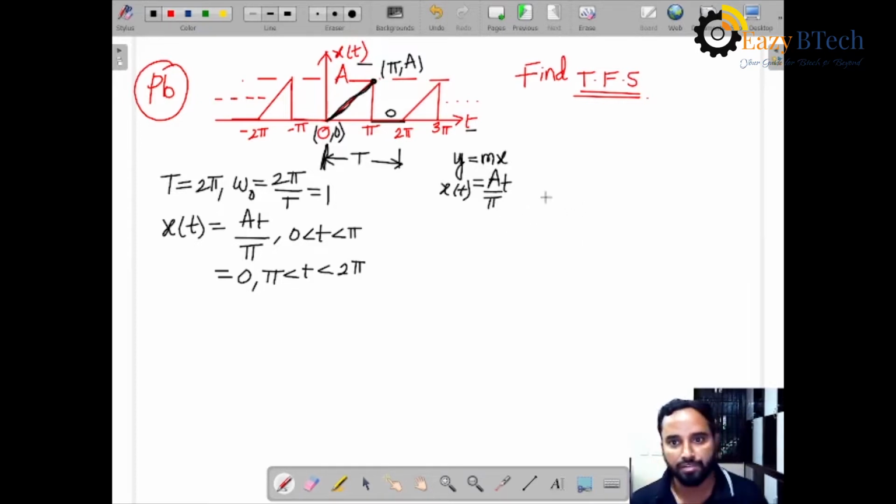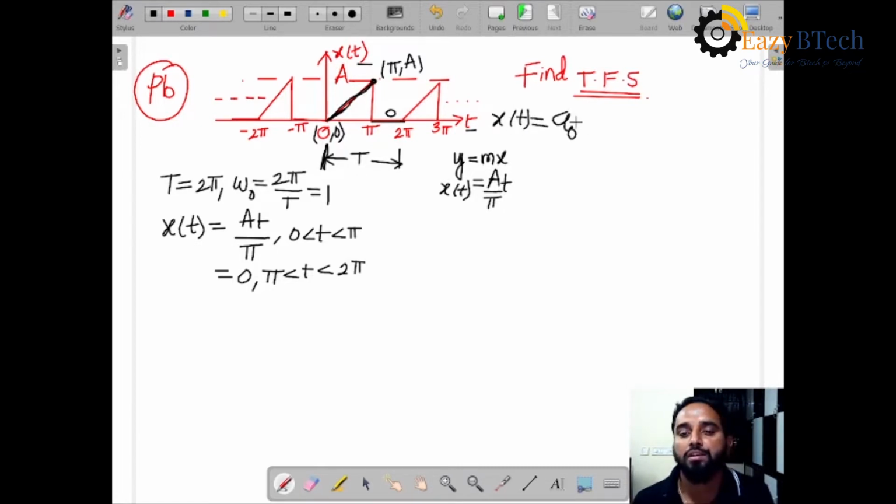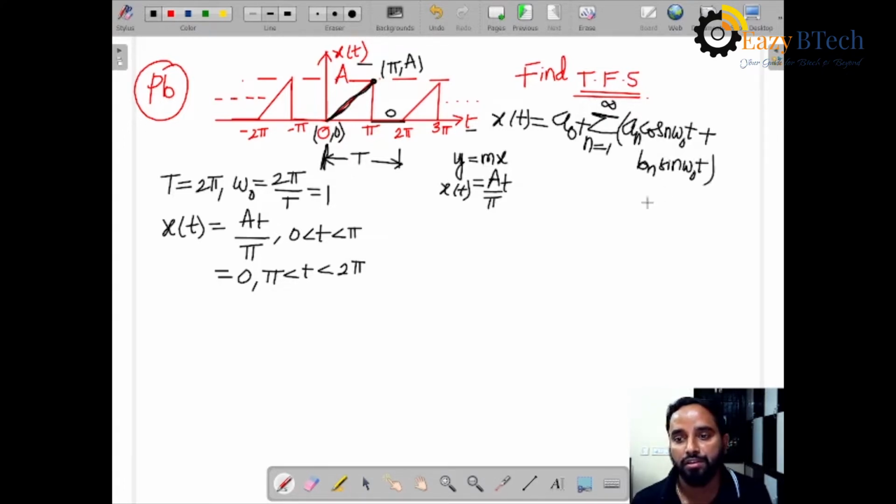Let's start the trigonometric Fourier series. First we'll write the definition of the trigonometric Fourier series. So what is the definition? a naught plus summation n equal to 1 to infinity of a n cos n omega naught t plus b n sin n omega naught t. So this is the trigonometric Fourier series definition.